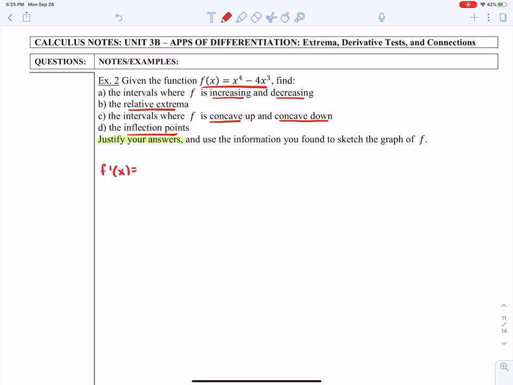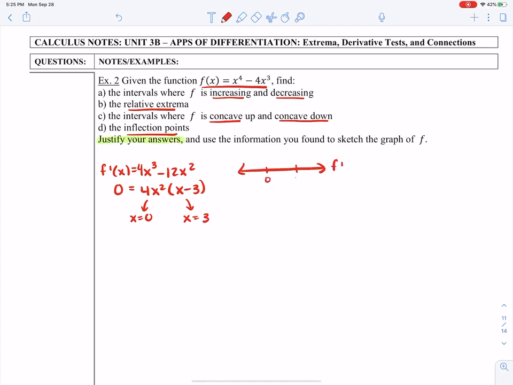Taking the first derivative, we get 4x to the third minus 12x squared. I'm going to set it equal to 0. We're going to factor out a 4x squared, leaving me with x minus 3. I'm going to get two critical numbers, x equals 0 and x equals 3. And we're going to make a number line for f prime. We're going to put 0 and 3 on it, our two critical numbers.